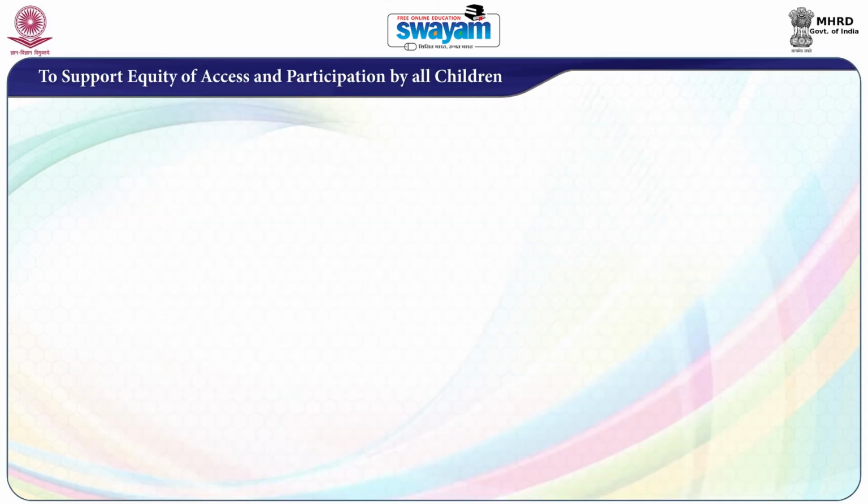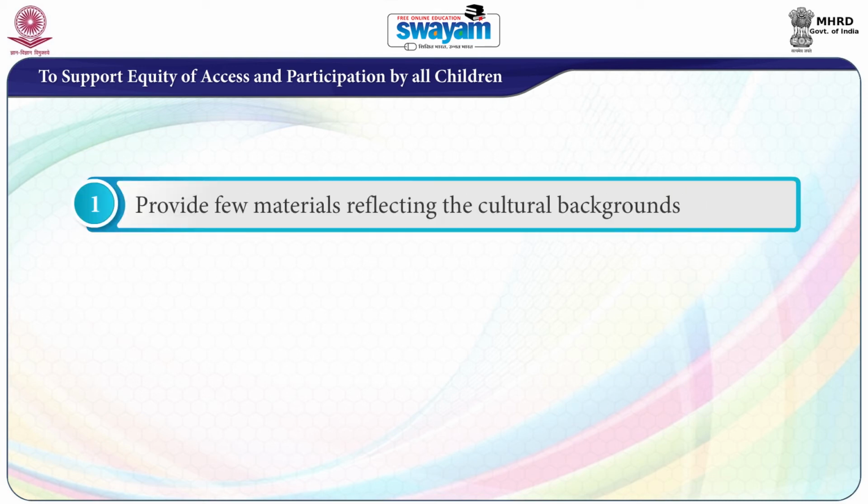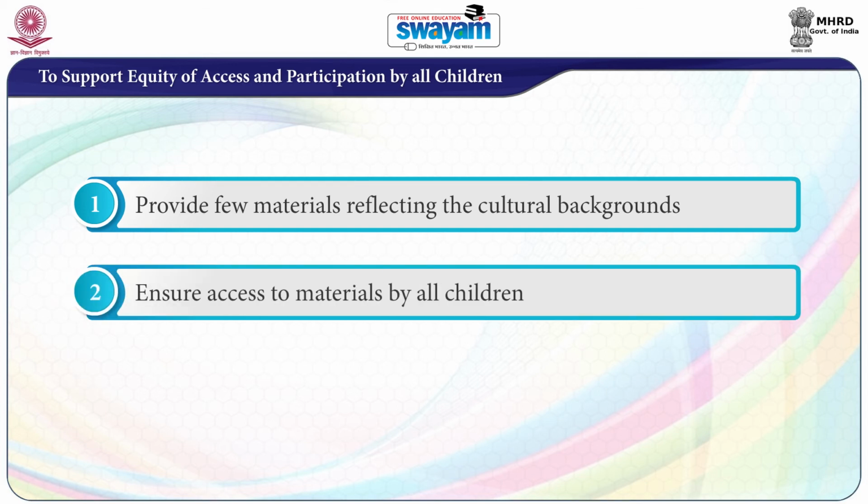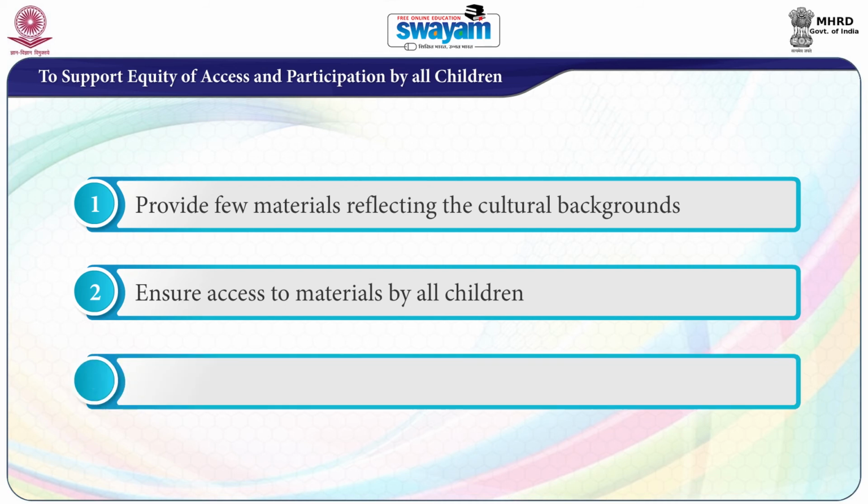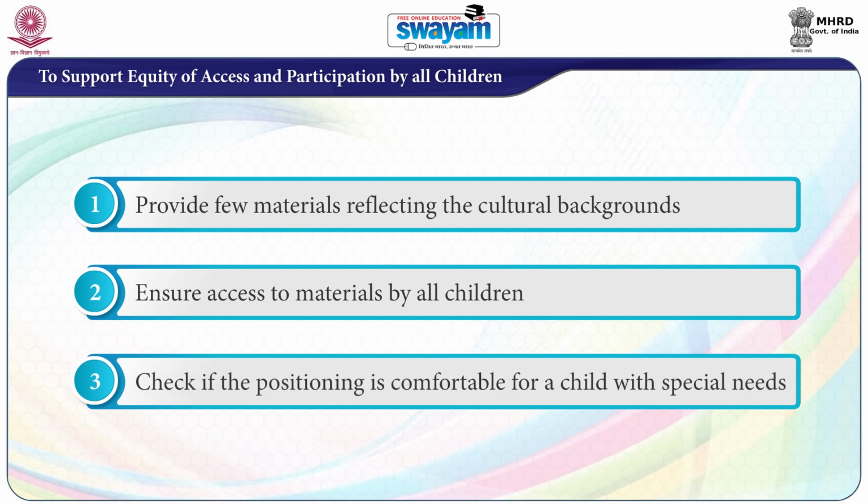And on to the fifth objective, to support equity of access and participation by all children. The educator should provide a range of experiences to ensure equal practices and participation by every child in the center. How to improve on it? Provide few materials reflecting the cultural backgrounds of every child. Ensure access to materials by all children differing in their abilities, potentials based on their interests and needs. Check if the positioning is comfortable for a child with special needs. For example, a child with physical disability should have enough space to move within the positioned environment.